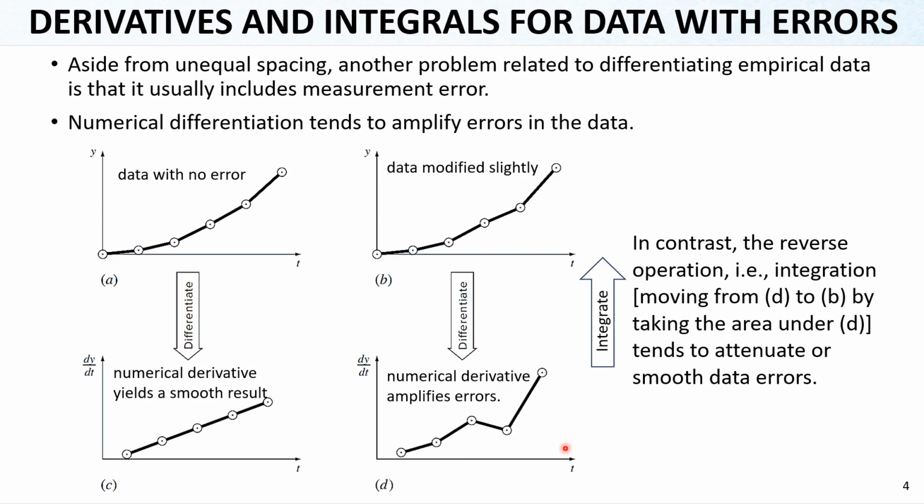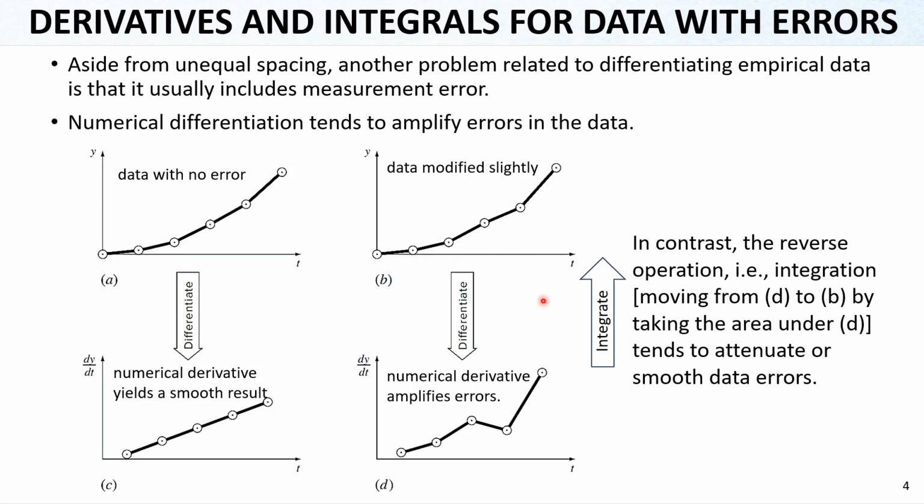On the opposite side, when we try to integrate, in contrast, the reverse operation, integration, moving from D to B, from here to here, by taking the area under D, tends to attenuate or smooth the data errors. So we have error here, but here we reduce the error when we take the integration, and it seems a little bit smoother than this one. So taking the derivative amplifies the errors, taking the integration dampens or reduces the errors, and these two are actually opposite, we can say.